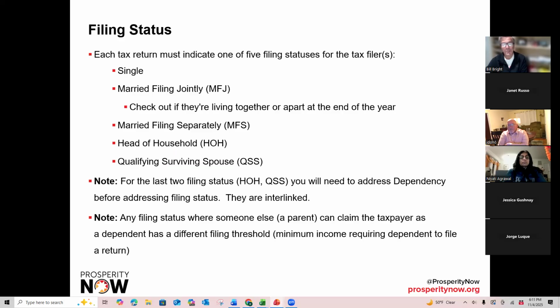For the last two, you need to address what we just went over, the previous dependency issues, because again, you can't have one without the other. Any filing status for someone else a parent can claim as a dependent has a different filing threshold. And again, we won't really go into that. That's not something we really see either.